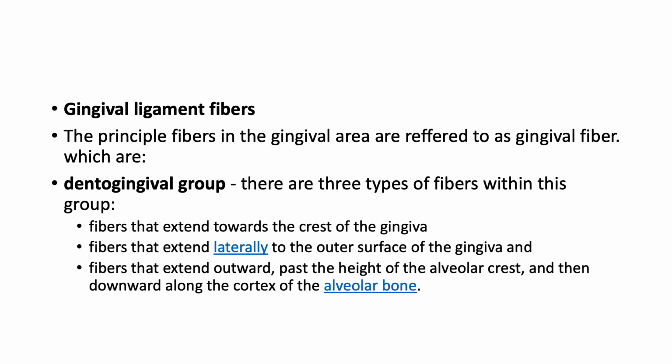Gingival ligament fibers. The principal fibers in the gingival area are referred to as gingival fibers, which are, first of all, the dentogingival group. There are 3 types of fibers within this group: fibers that extend toward the crest of the gingiva, fibers that extend laterally to the outer surface of the gingiva, and fibers that extend outward past the height of the alveolar crest and then downward along the cortex of the alveolar bone.